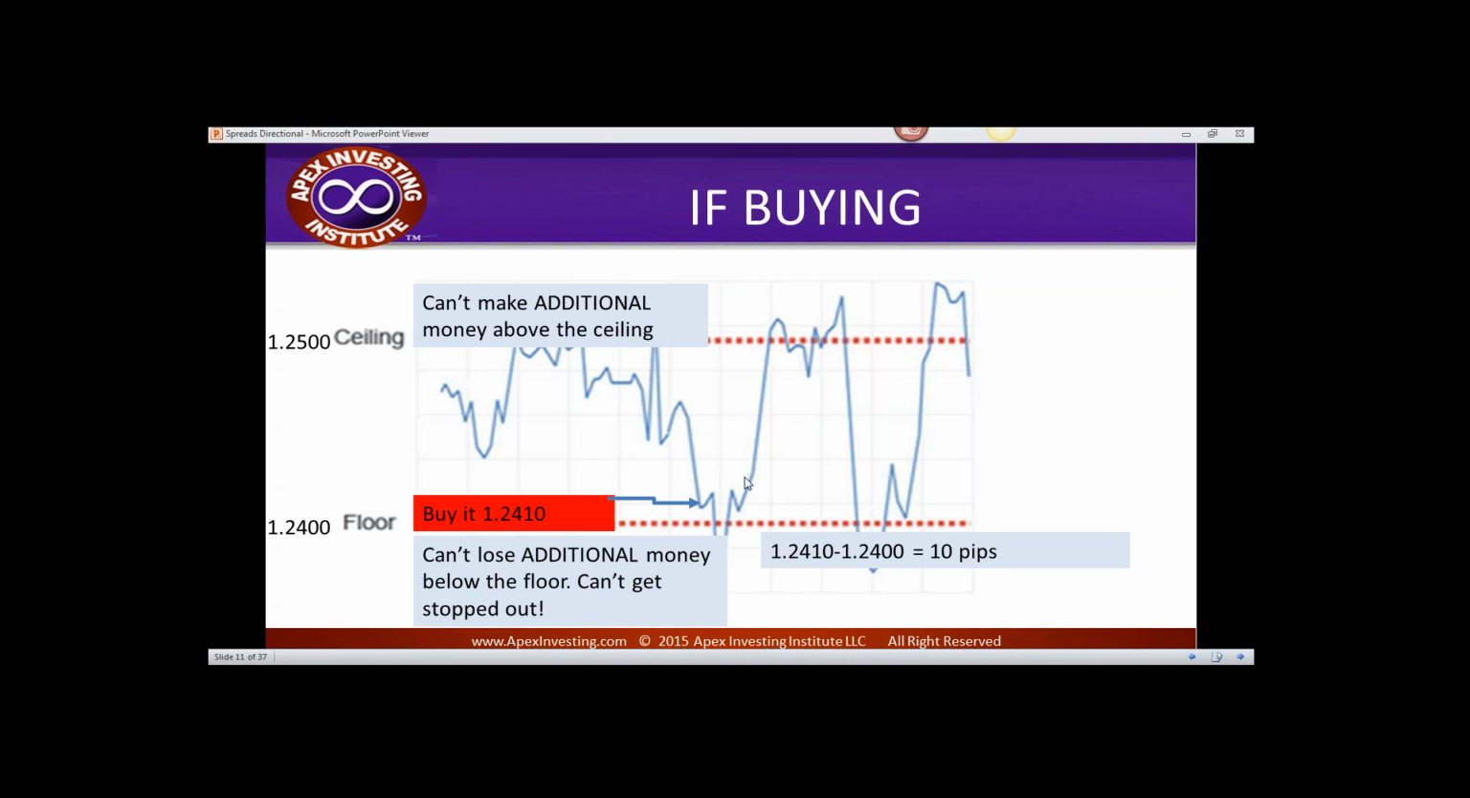JP asks, can you close automatically at the ceiling, or do you have to monitor it at all times? You can monitor it, or you can set a take profit order, and I'll show you how to do that in a little bit. If I buy it right here for 24.10, I can put in an order saying sell it if it gets to 25.00, and that order is in there as a working order. If it hits that price, it will execute.